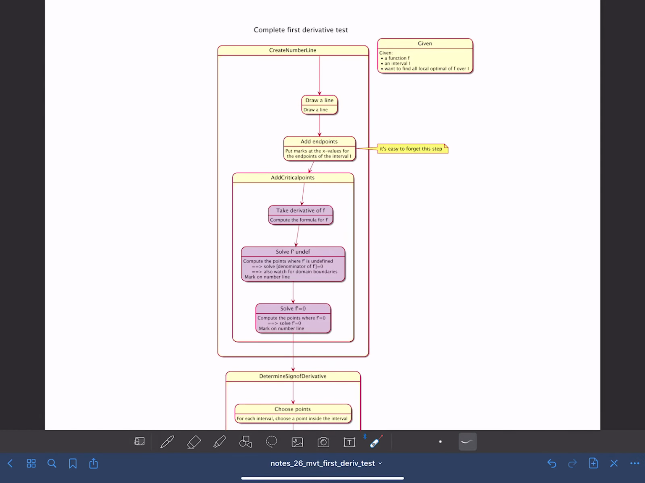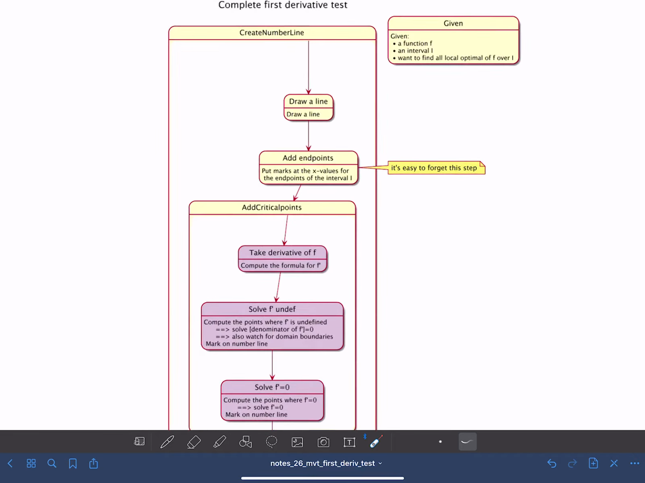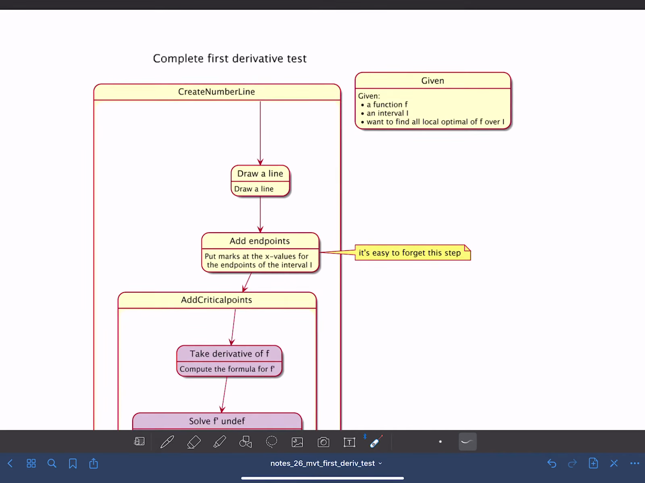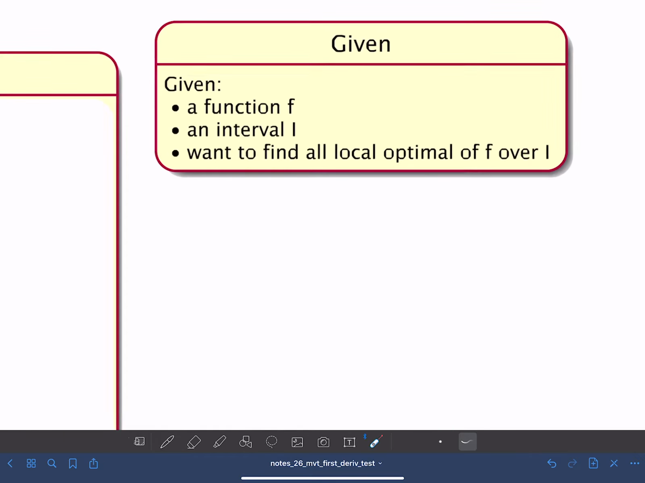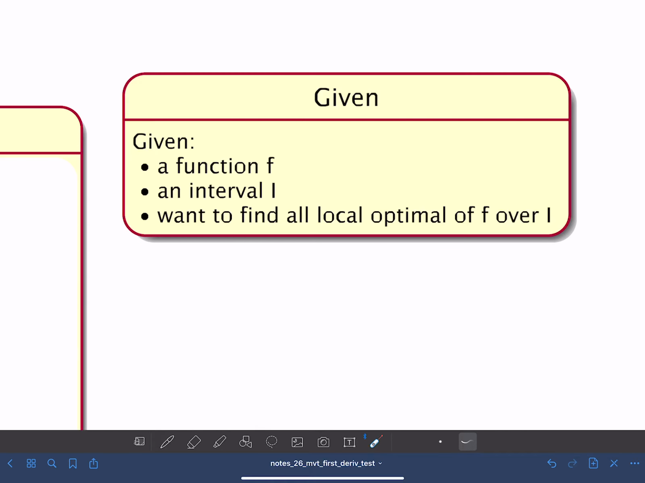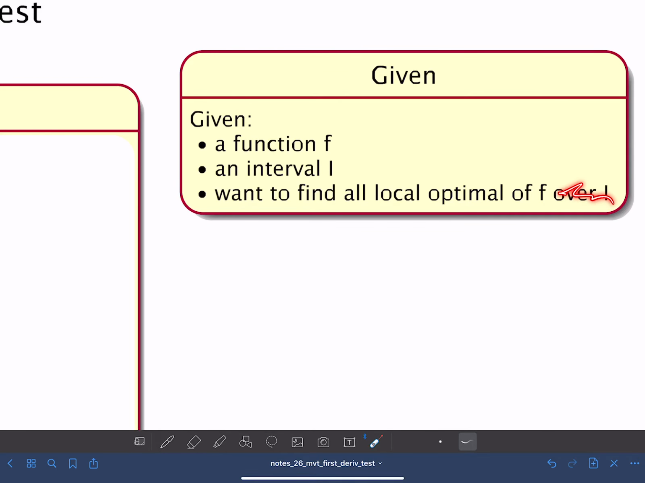So I prepared a flowchart, and if you don't find flowcharts useful or this flowchart useful, that's fine. But I like having a set of instructions for what to do, and it starts with what we're given. What are we given? We're given 3 things. There's a typo right there. How do I know that I want to engage in this process? I'm given a function. I have an interval, maybe, and I want to find all local optima of f over that interval, which might be optional.